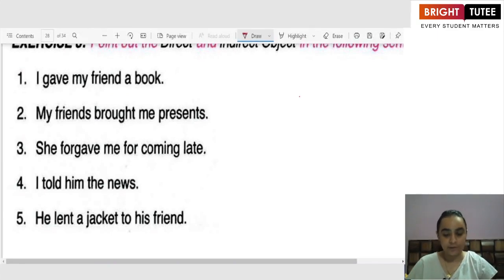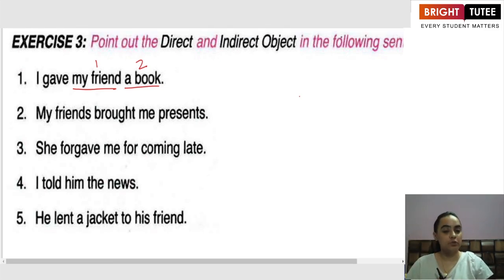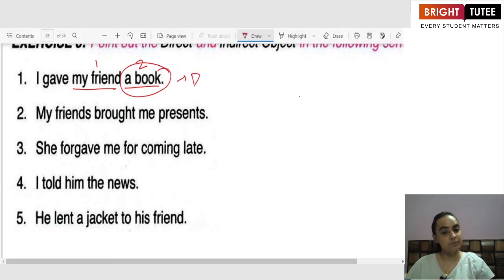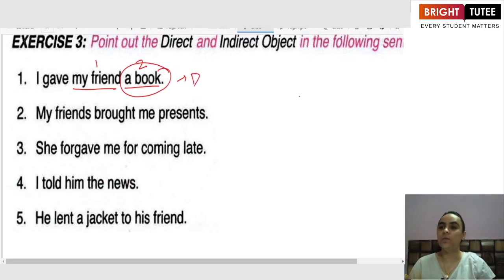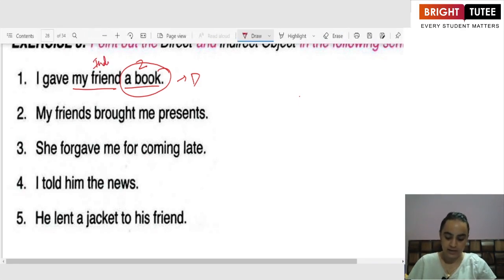I gave my friend a book. What are the two objects that I have in the sentence? My friend and a book. What is the name which is given to something? A book. So this is the direct object. And who is the one who's receiving the book? My friend. So it is the indirect.